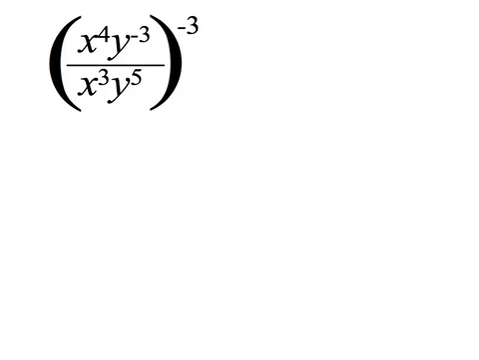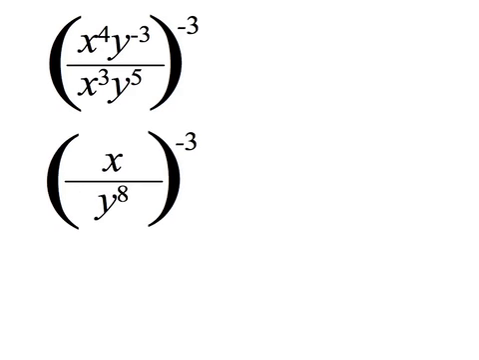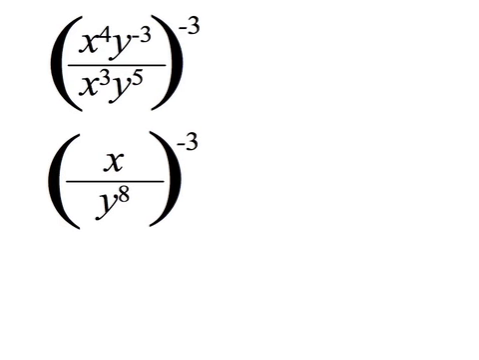We look at the x's, we apply our rule, we subtract the exponents. 4 minus 3 is 1, and we get x to the first power, which is just x. And then for the y's, we do -3 take away 5 is -8, but we prefer to write it as y to the positive 8 and place it in the denominator.